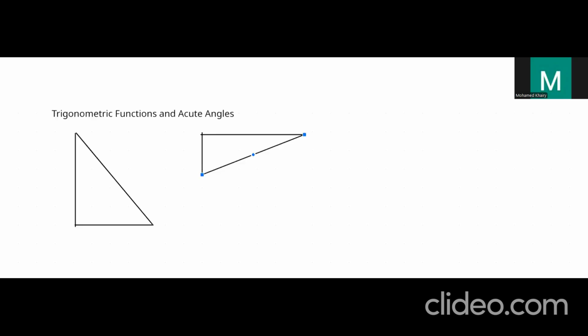Good morning, everyone. Today we are going to talk about trigonometric functions and acute angles. Trigonometric functions are applicable whenever we have a right triangle. Even if we don't have one, we are going to try our best to create it. Then we will be able to apply trigonometric ratios.